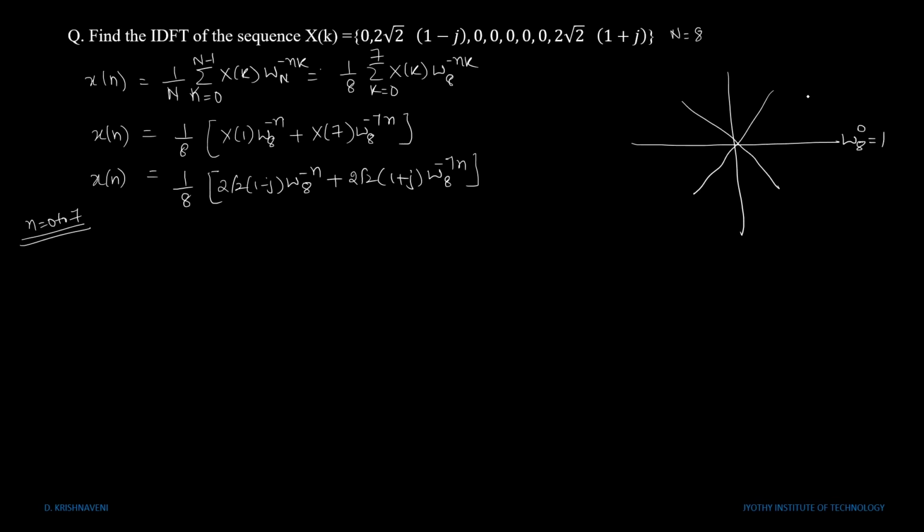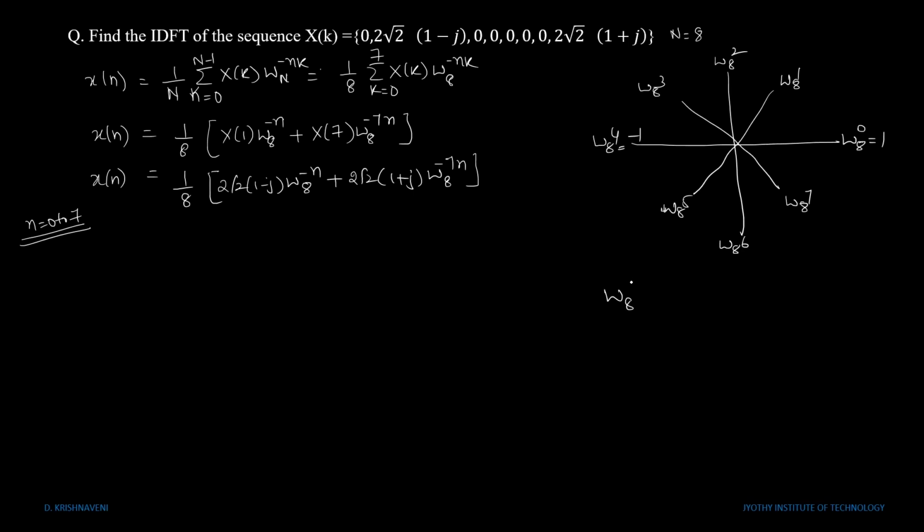W8 to the power of 0 is 1. Next you have here W8 to the power of 1, 2, 3, W8 to the power of 4 is minus 1, W8 to the power of 5, 6, 7. We know that the Twiddle factors lie on a circle of unit radius and they are separated by phasor angle of 2 pi by N. In this case 2 pi by 8 or pi by 4, that is 45 degrees.